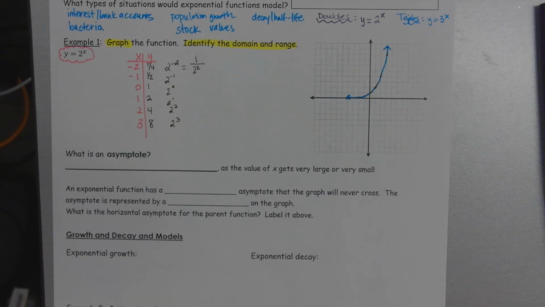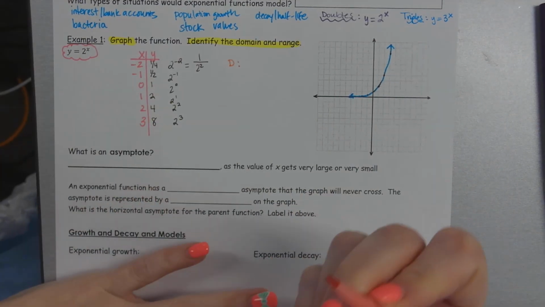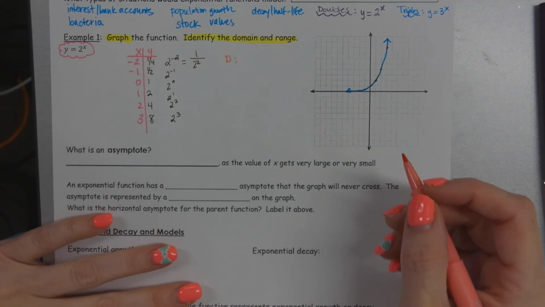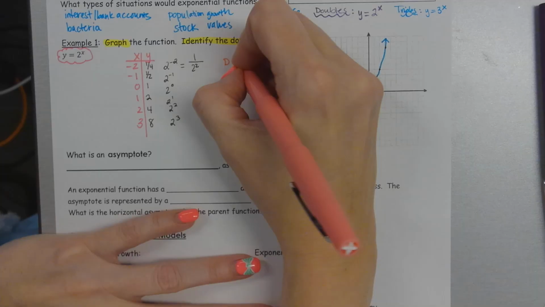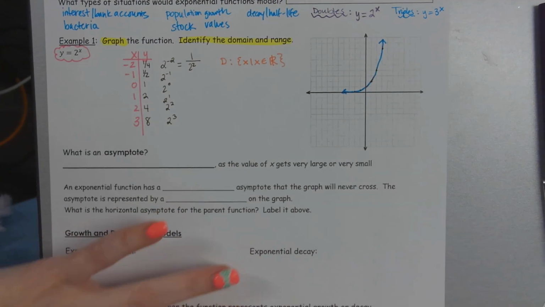Okay, and then we're going to do the domain and the range. So the domain, our restrictions are still the same. Do you have a radical? Do you have a fraction? Okay, we do not have a radical or a fraction, which means your domain is all real numbers. And for these, I'm going to do that in set builder notation. Okay, so it's x such that x is an element in the real number set.